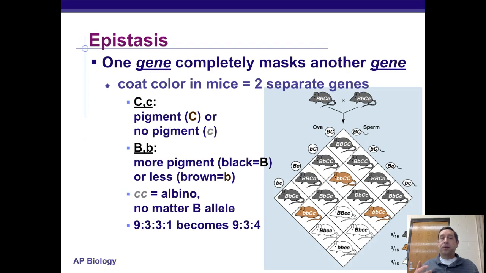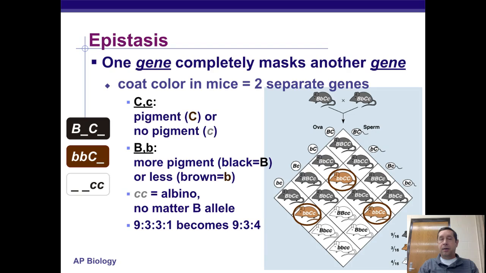But if you have two copies of the recessive allele for C, it doesn't matter what the B gene is, because they're not going to produce pigment, they're going to be albino. So instead of getting a typical 9 to 3 to 3 to 1 ratio that we would expect from a dihybrid cross, the ratio is 9 to 3 to 4. Let's see how that happens there on our Punnett square.